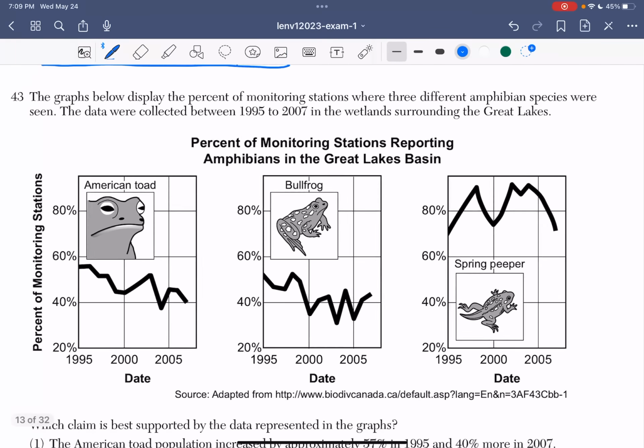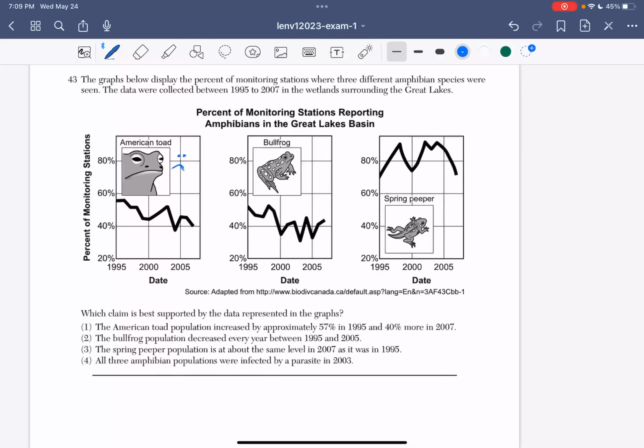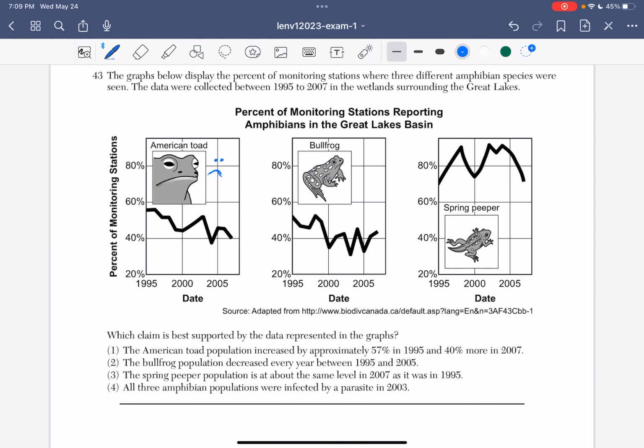Okay. Last question with the toads. Look at this sad little toad. Look at this face. Aw, did you guys dissect frogs by any chance? I was not able to do that with my students this year, but let's do our last question, number 43.